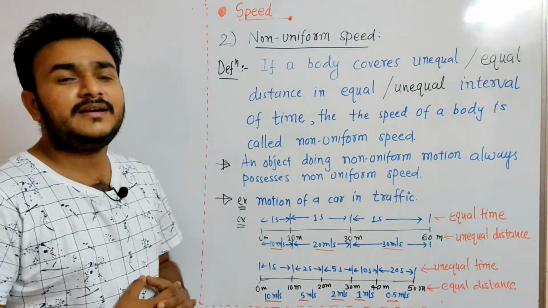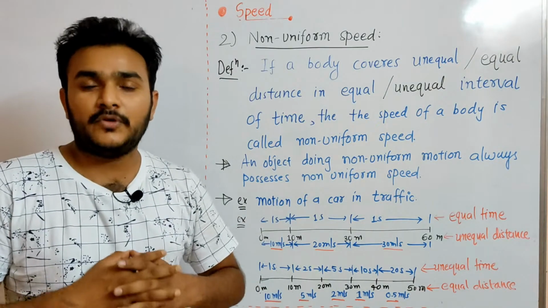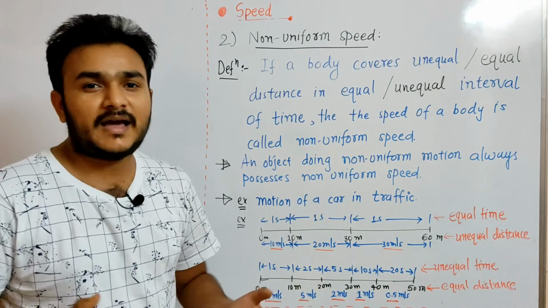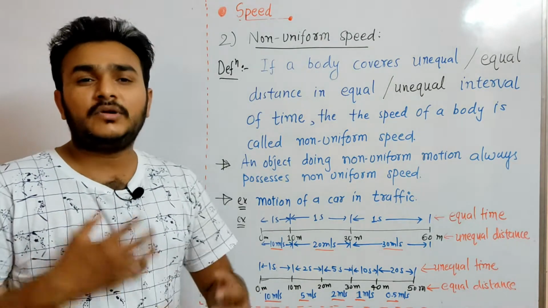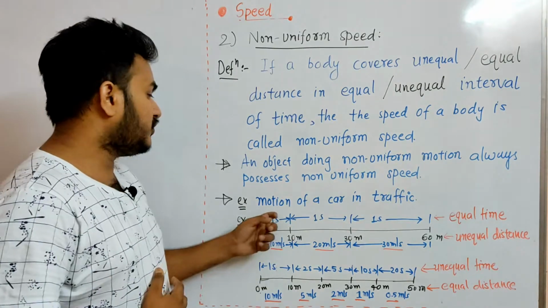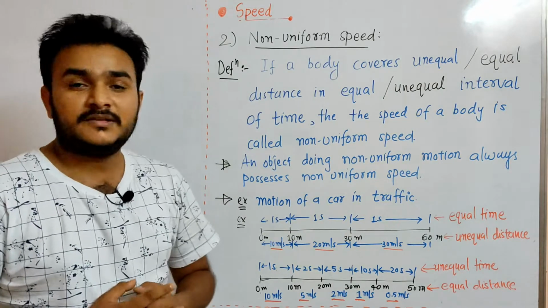Let us understand with an example. Motion of a car in traffic. When you are going through traffic with a car, you have to stop the car, you have to move the car. That means you have to continuously change the speed of the car according to the traffic. So the motion of a car in traffic is an example of non-uniform speed.